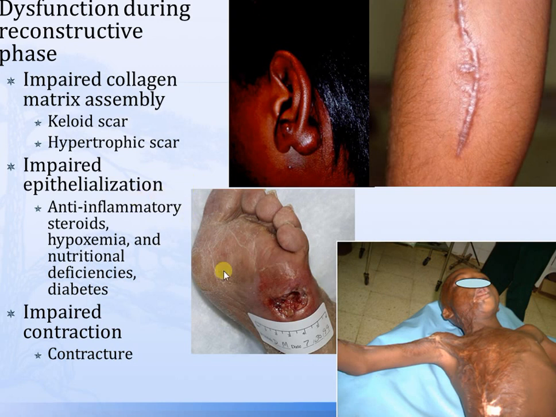And then something like this, impaired epithelialization. This is a person with diabetes. Why did they probably get this in the first place? Poor circulation, yeah. And then, of course, with poor circulation, this gets eaten away. They can't bring in healing factors, so they're not going to heal properly, and they also increase the risk of infection.